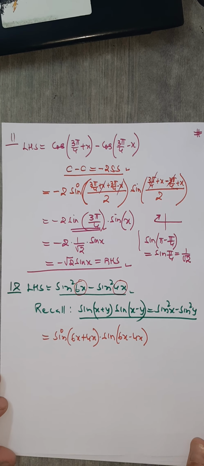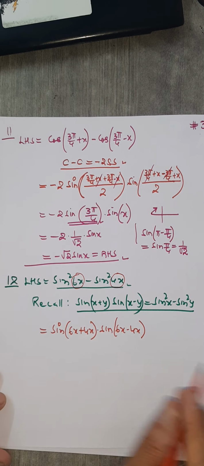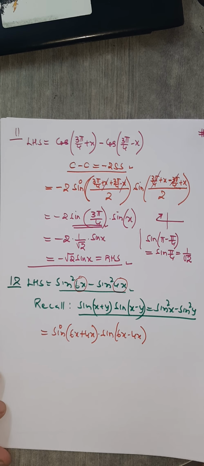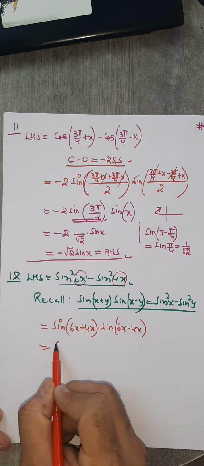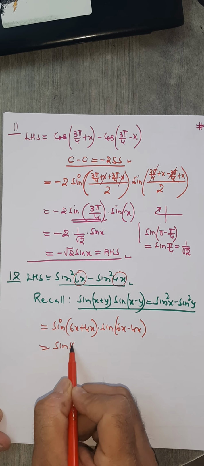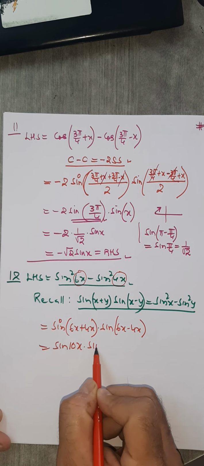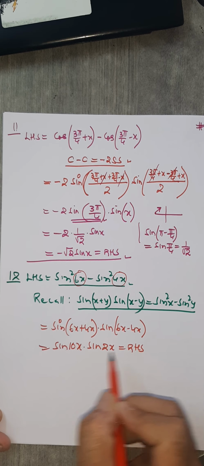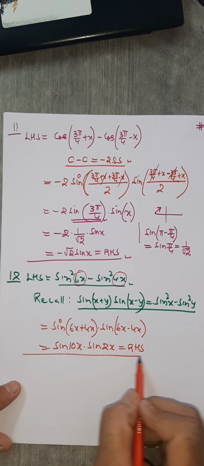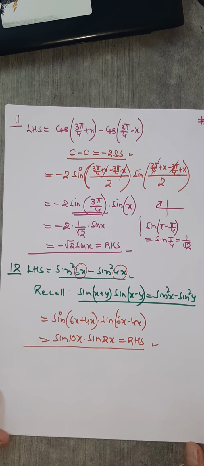So you must have realized here, after doing these sums and earlier sums also, the concepts of trigo functions must be clear to you, otherwise you cannot do this. 6 plus 4 is 10x, into 6 minus 4 which is 2x, which is, you know, here it is the RHS. That's your right hand side.